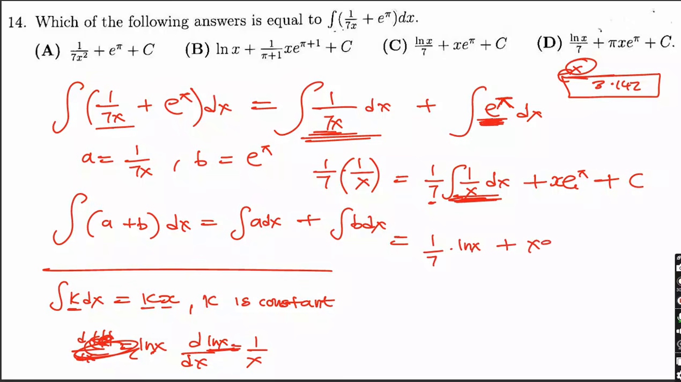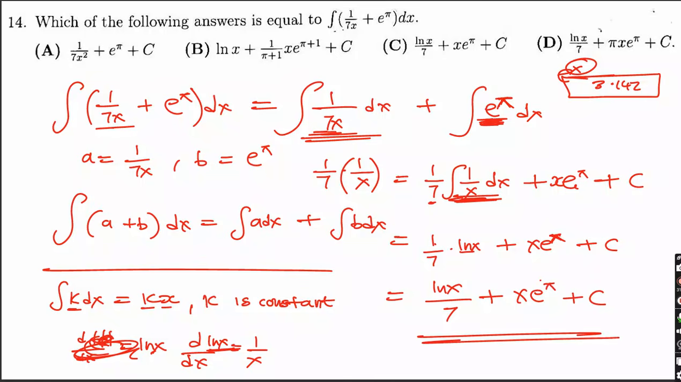Then you have x e to the power x plus c. So multiplying 1 by ln x, you have ln x over 7, then plus x e to the power pi, and plus c. So you can even look for the answer that we have, the answer which looks like this, and it is no other than c. So c is our answer there. So integration is very simple, just need to be smart.